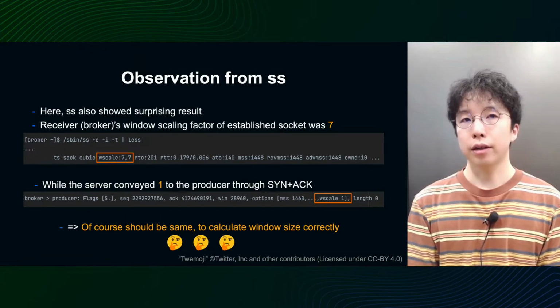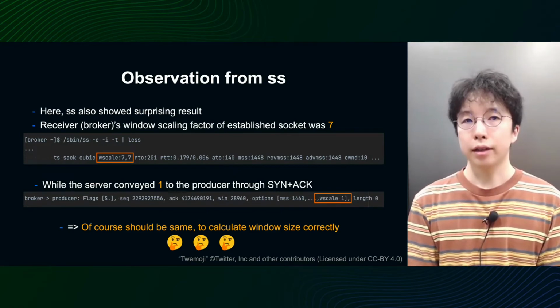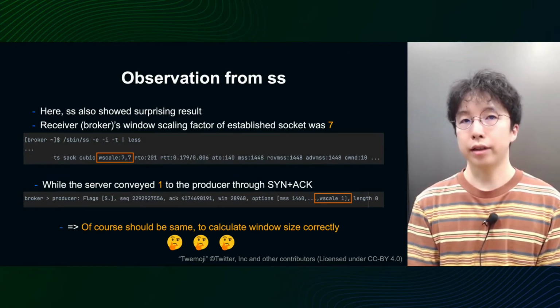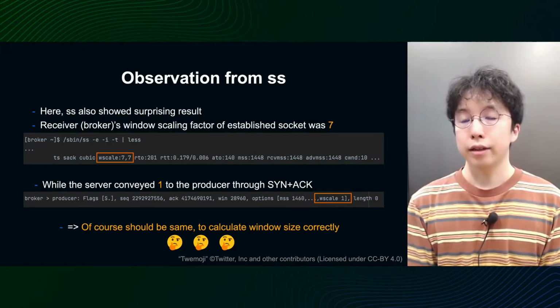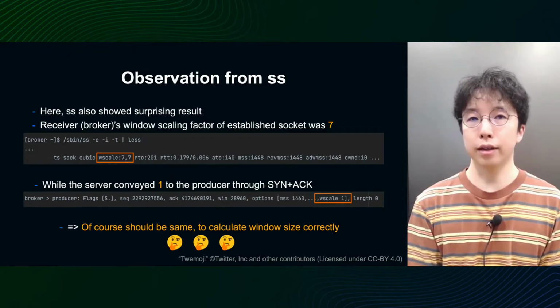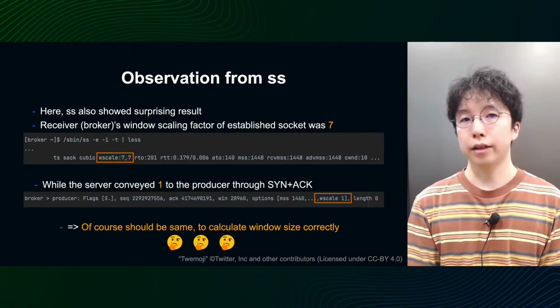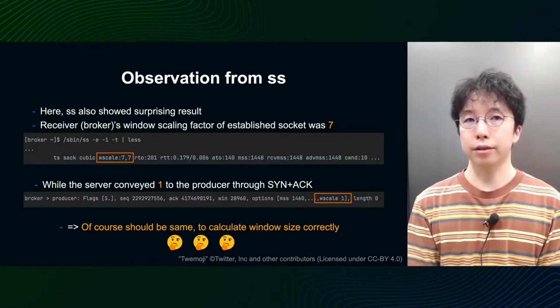The ss output window scaling factor on the broker side is 7. However, as shown in the TCP dump, SYN+ACK should have advertised to the producer that the window scaling factor was 1. As we saw in the previous example of calculating window scaling, if the window scaling factor held by the client and server, in this case the producer and broker, did not match, the original window size could not be recovered correctly from the window size advertised by the broker, so they must match.